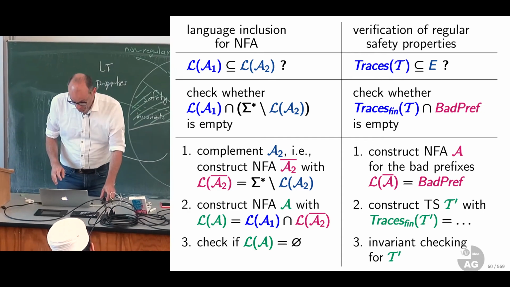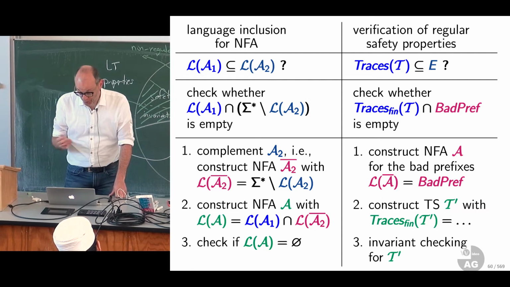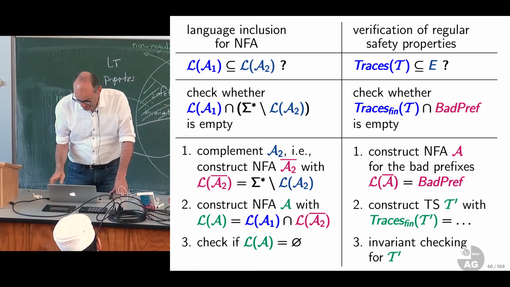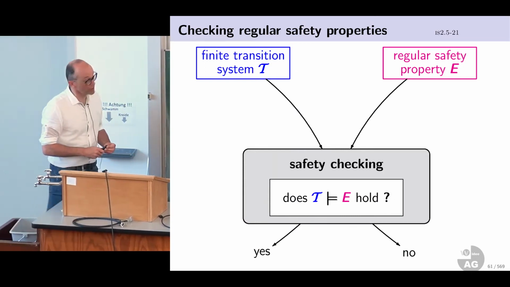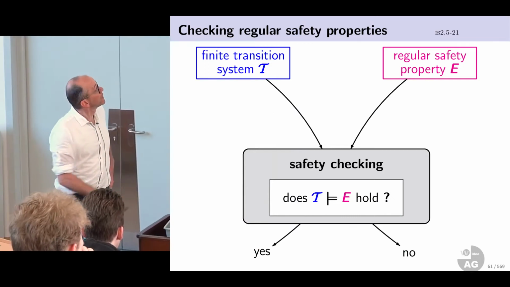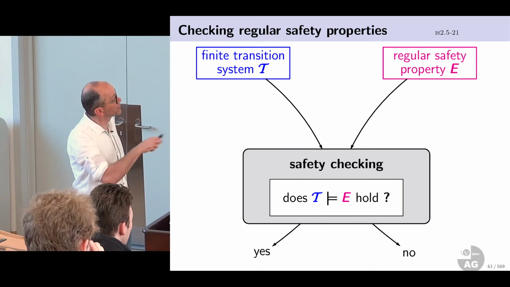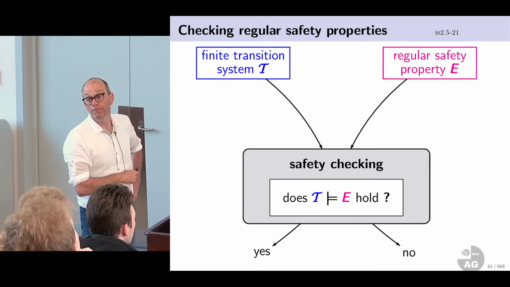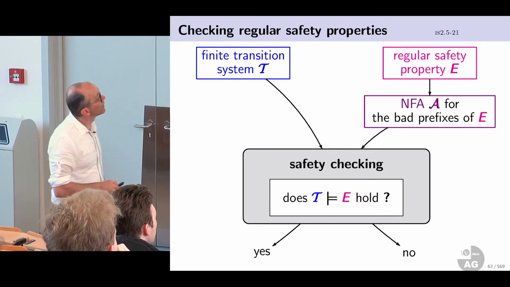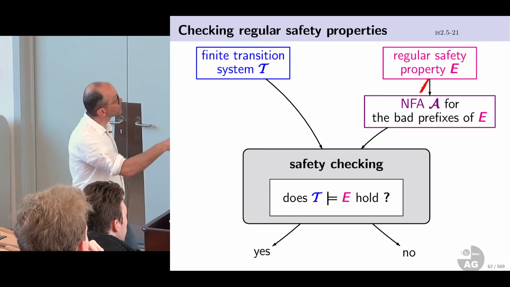Good. Okay, now we go through the right column step by step. Basically here I have a visualization of what we are going to do. Here is a finite transition system and a regular safety property. I'm interested in the question, does T satisfy E? And what we are going to do is the first step.